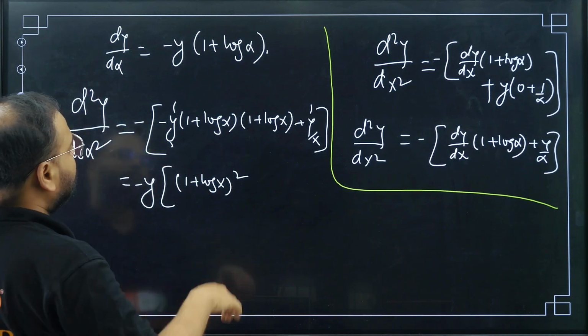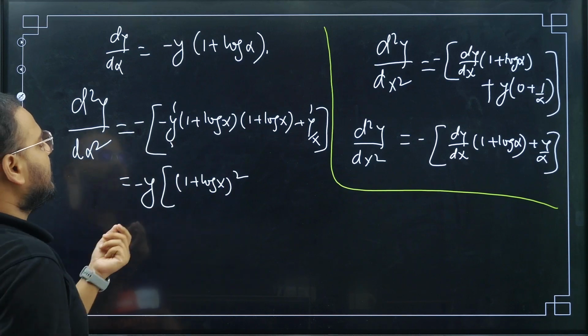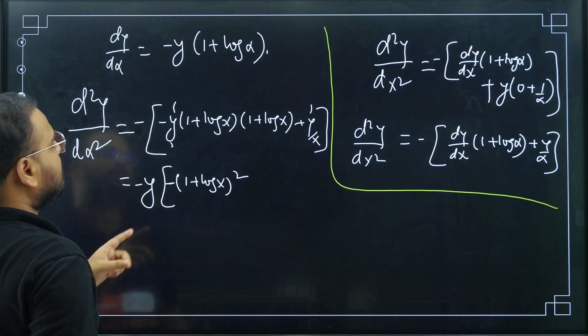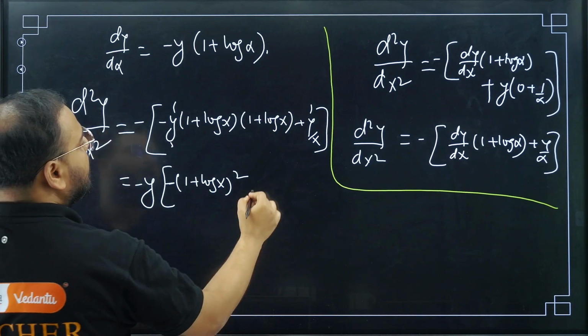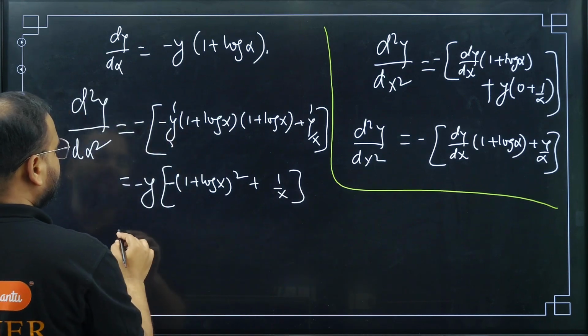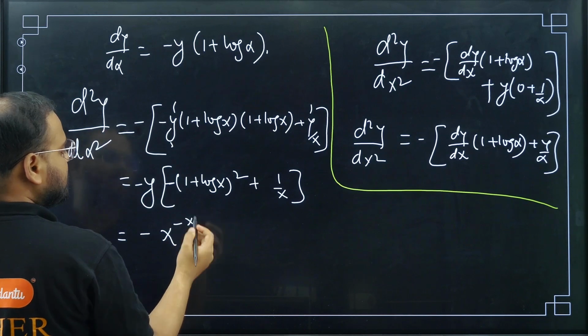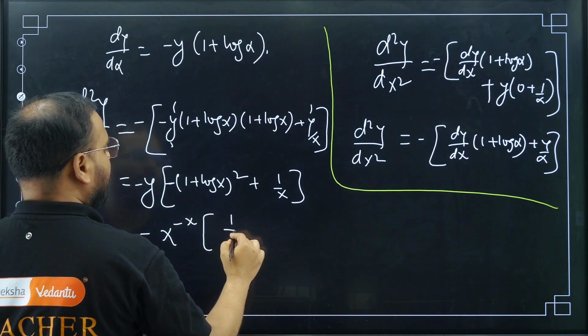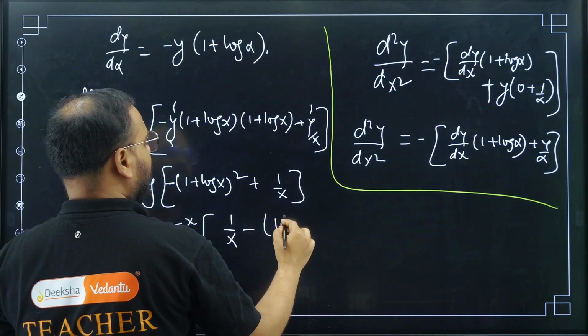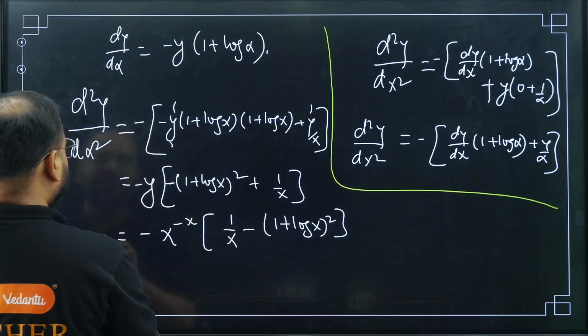Please check here, I had y here, I had y here, correct? I took y common, it became minus y. There's a minus sign over here, minus 1 plus log x the whole square plus 1 by x plus 1 by x. Can I simplify this? What is the y value? Remember this, x to the power minus x, 1 by x minus 1 plus log x the whole square. This is my final answer.